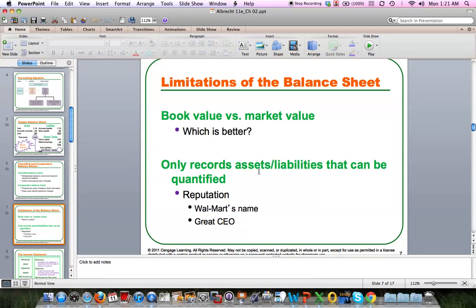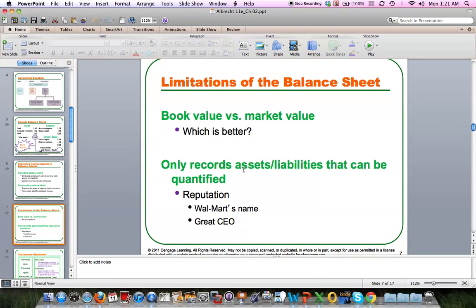We only record assets or liabilities that can be quantified, measured with some kind of a number. And anytime we are recording a number in accounting, we must have some kind of documentation, a source document, to substantiate the number. We can't just make up a number.